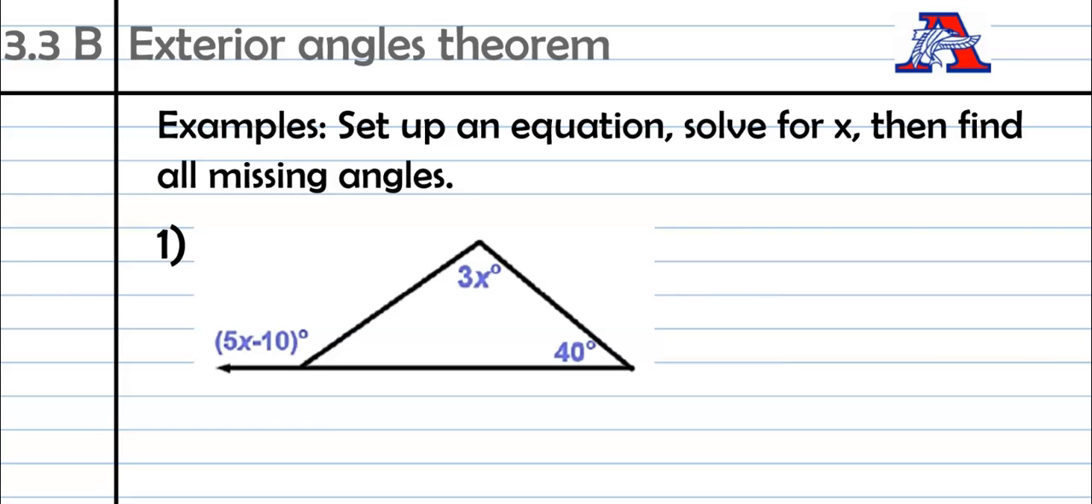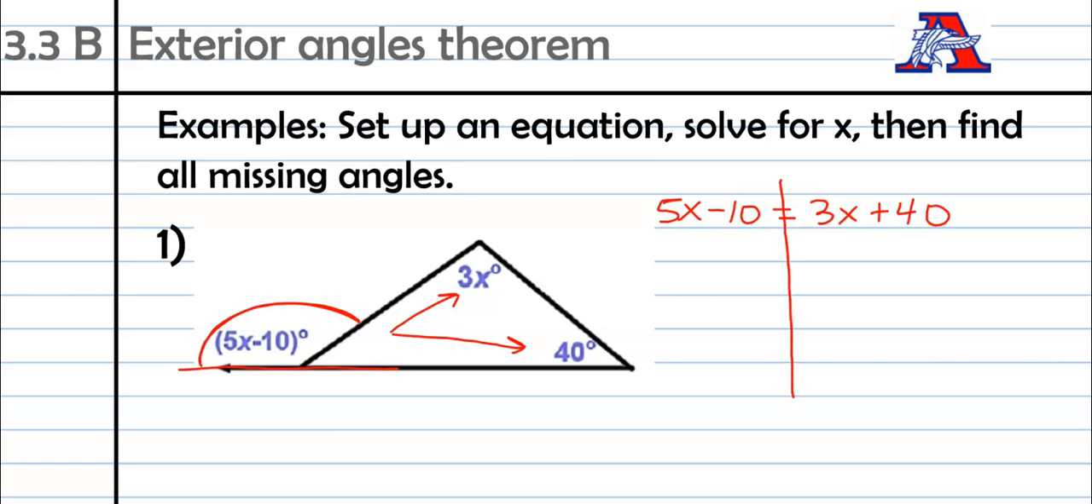Okay, so the theorem says this. It says that if you extend your triangle and it creates this exterior angle here, that angle is going to be equal to the sum of these two opposite angles. Okay, so the equation looks like this. 5x minus 10 is equal to 3x plus 40. Okay, from there, just an algebra problem.